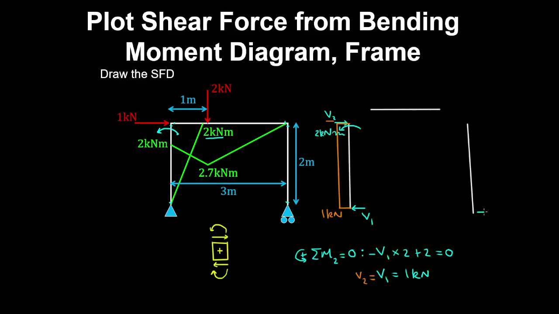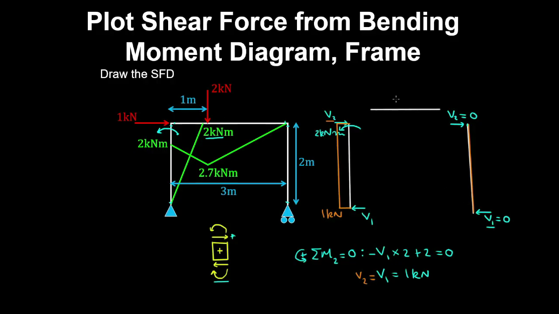Now in the other column we can do the same thing. So we have our shear force 1 using the bottom sign convention and shear force 2 using the top sign convention. But here we have a zero bending moment diagram. So if we take moments about this point, then we're going to see that V1 is 0. And by horizontal equilibrium of forces, V2 is also 0. So therefore the shear force in this column is 0.